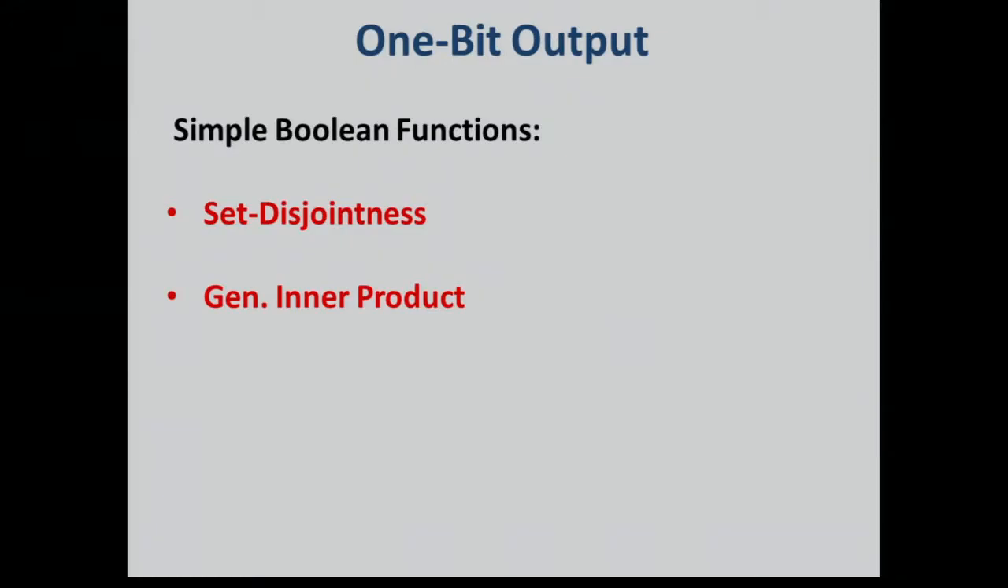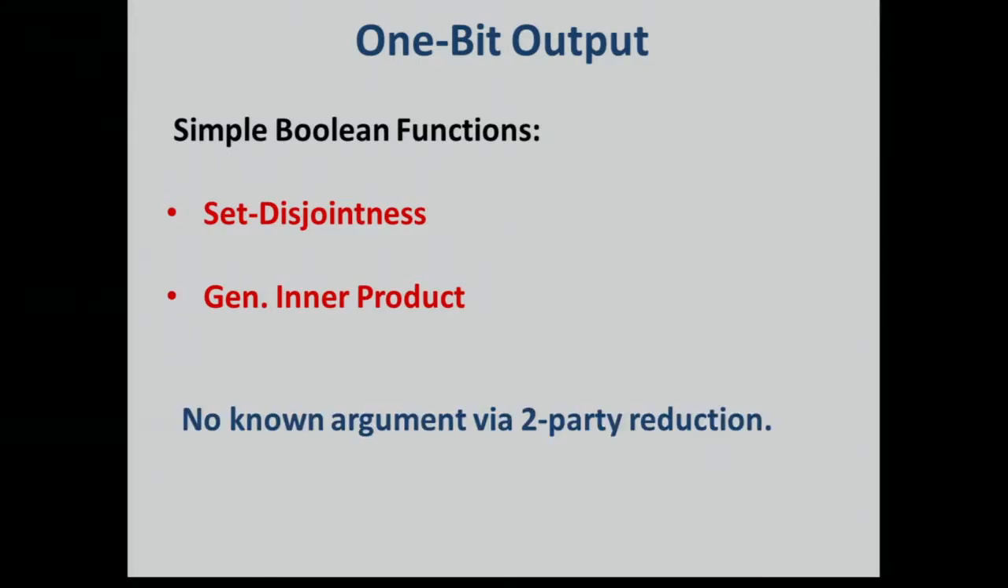generalized set disjointness, or the generalized inner product. Okay, set disjointness and inner product happen to be two cardinal functions for two-party complexity, so there is a natural k-party generalization. For these two functions, there were no lower bounds known. In fact, it was not known whether you can sort of reduce these problems to their two-party analogs via this cut technique. Okay, so it is still not known whether you can do that.